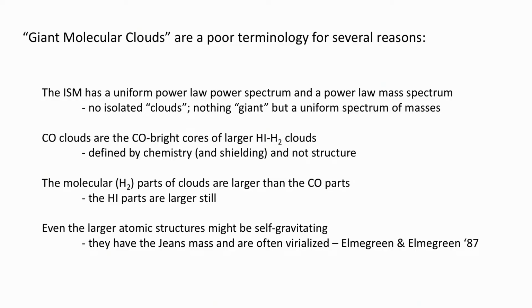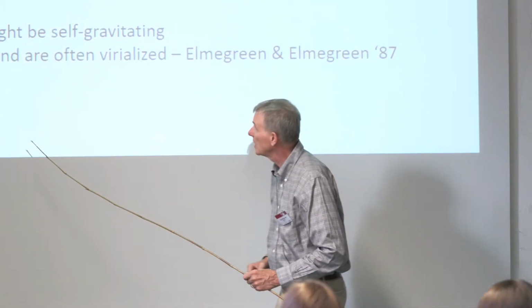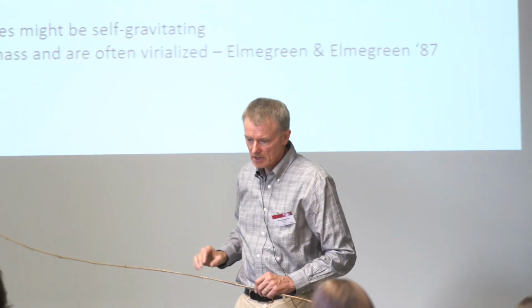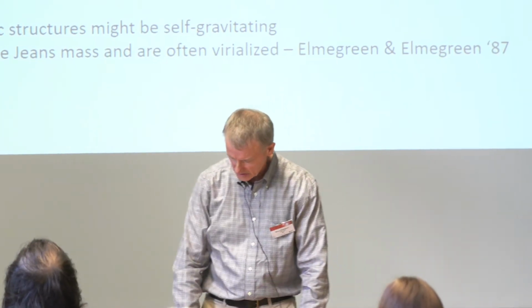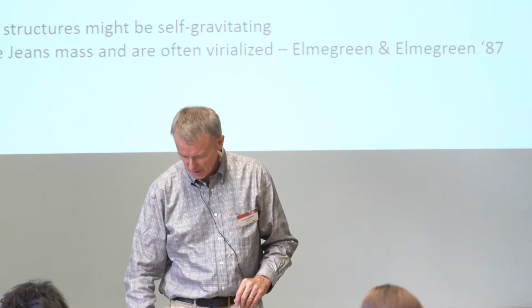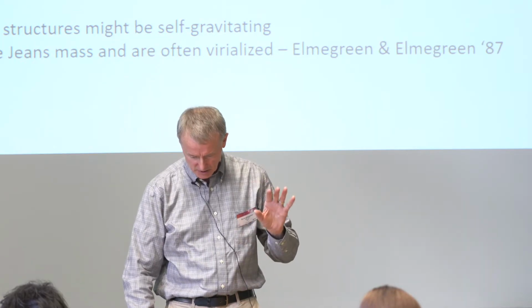CO clouds are the CO bright cores of larger atomic and molecular H2 clouds, defined by chemistry and shielding, not structure. The molecular clouds are larger than, that is the H2 larger than the CO parts, and H1 larger still. And they're even larger atomic structures. This is seen in M31 as well. Might be gravitating. We studied the ones in the Milky Way a long time ago and determined that they were virialized. So this is structure from large scales defined by spiral arms probably, with phase transitions all the way down to star formation.